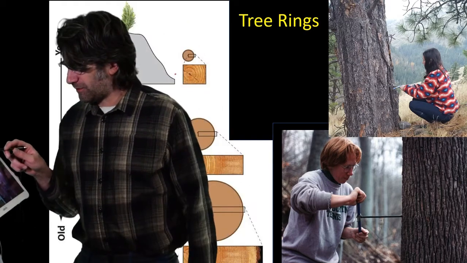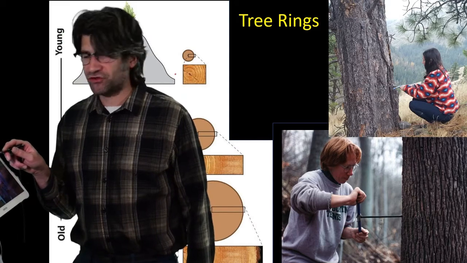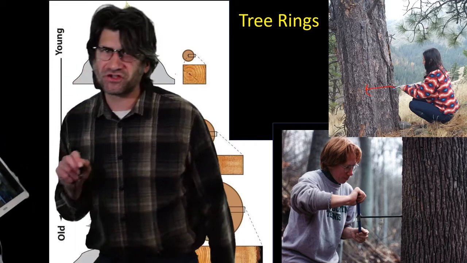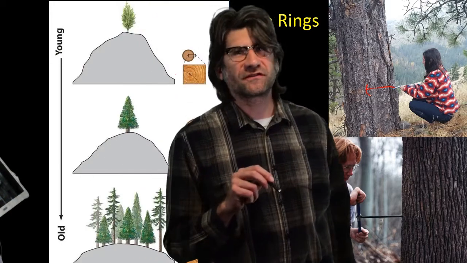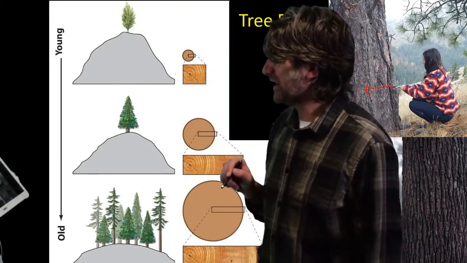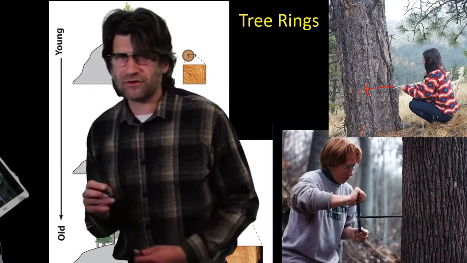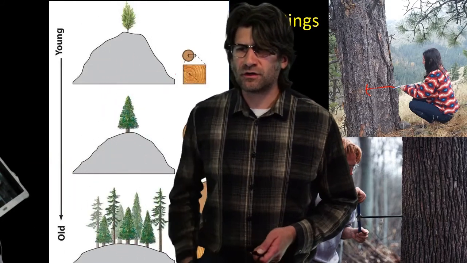So here's an example of how we collect those tree rings. We use a tree corer, where we core into the center of the tree. This is Seisha, who did a tree coring project for geomorphology a few years back up in the Blue Mountains. And so you core in, and then you extract your tree core.